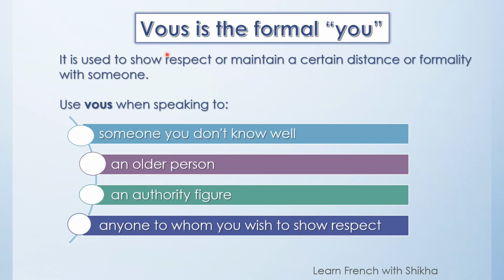So, vous is the formal you and tu is the informal you. So the first difference which we have discussed is informal and formal. Tu is used for informal, whereas vous is always used when we are talking in a formal way or we are showing respect to someone.